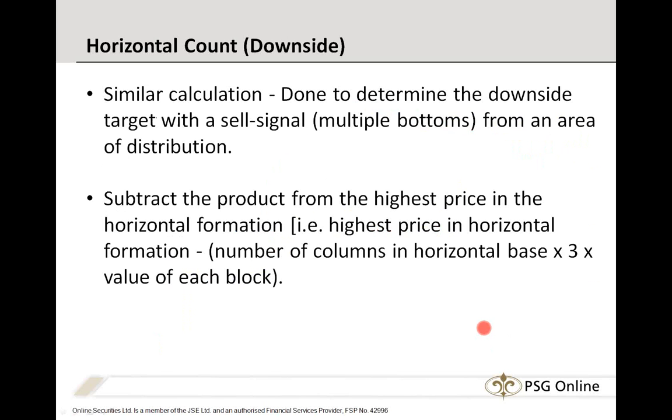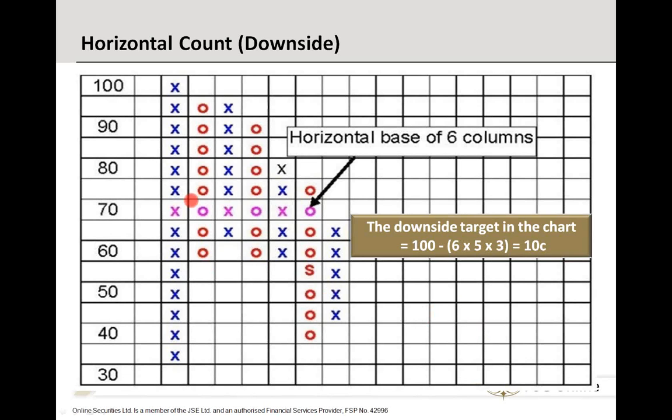That's from the upside. You can do a similar calculation on the downside. All you do is subtract the answer from the highest point in the graph. So you'll see in the next graph what I mean by that. There we go. There's my sell signal from a triple bottom. There's my sell. I move up and count across unbroken: 1, 2, 3, 4, 5, 6. So 6 times 5, that's my box size, times 3, so that's 30.